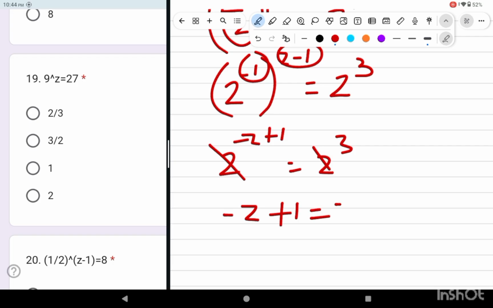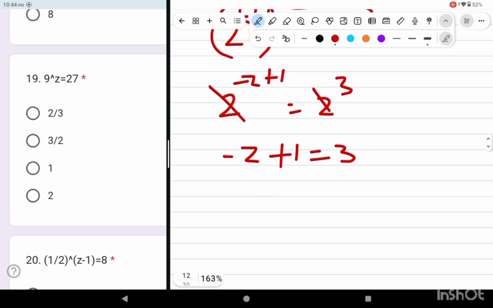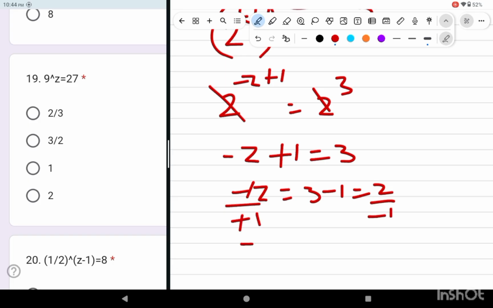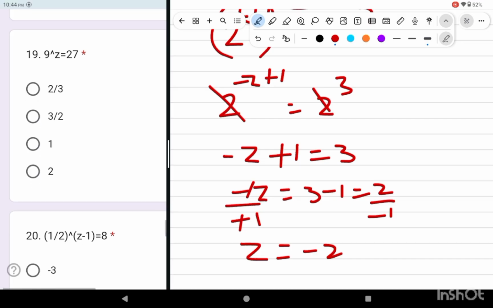We have minus z plus 1 equals 3. Taking plus 1 to the other side changes it to minus. So we have minus z equals 2. Divide both sides by minus 1 to cancel the minus on the left hand side. So our final answer becomes z equals minus 2.